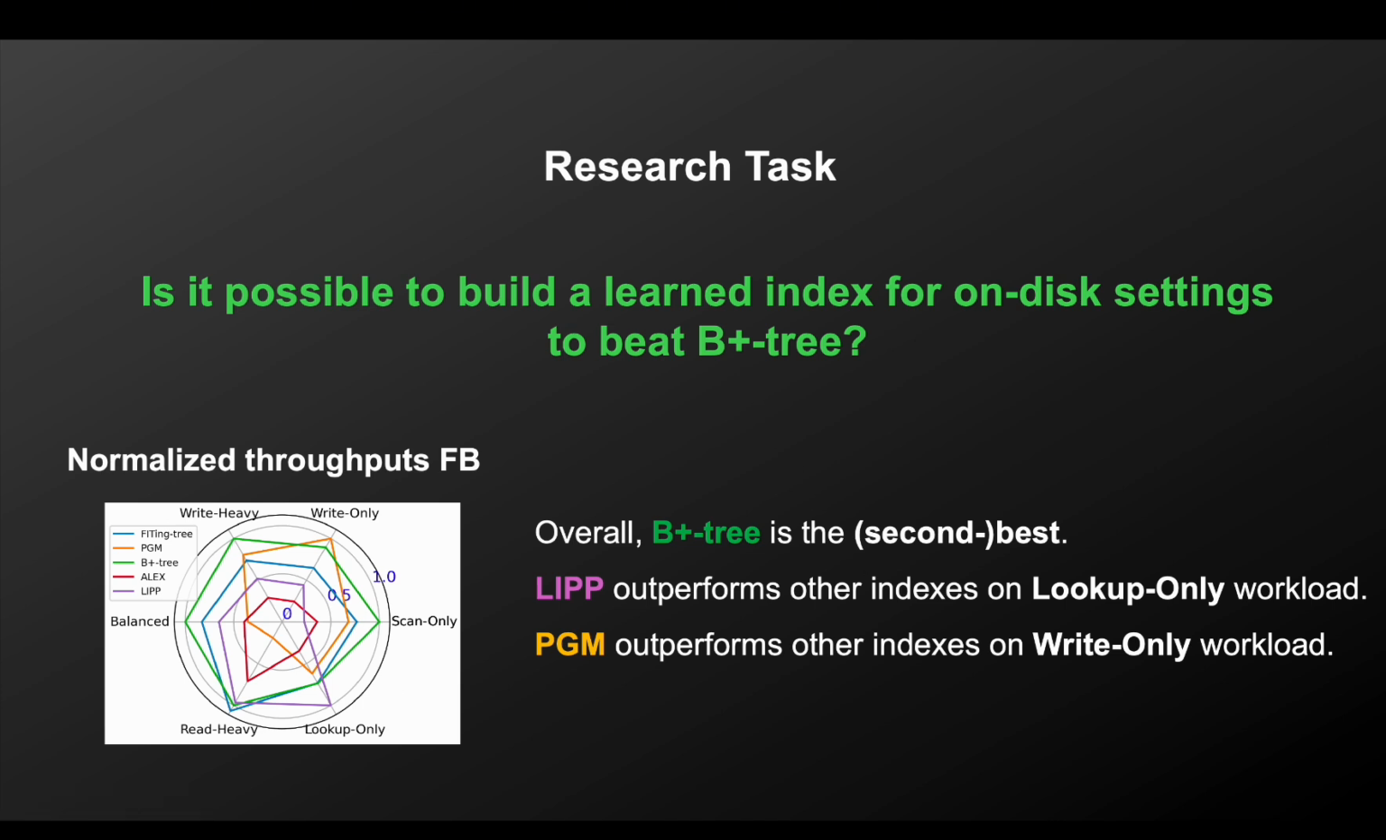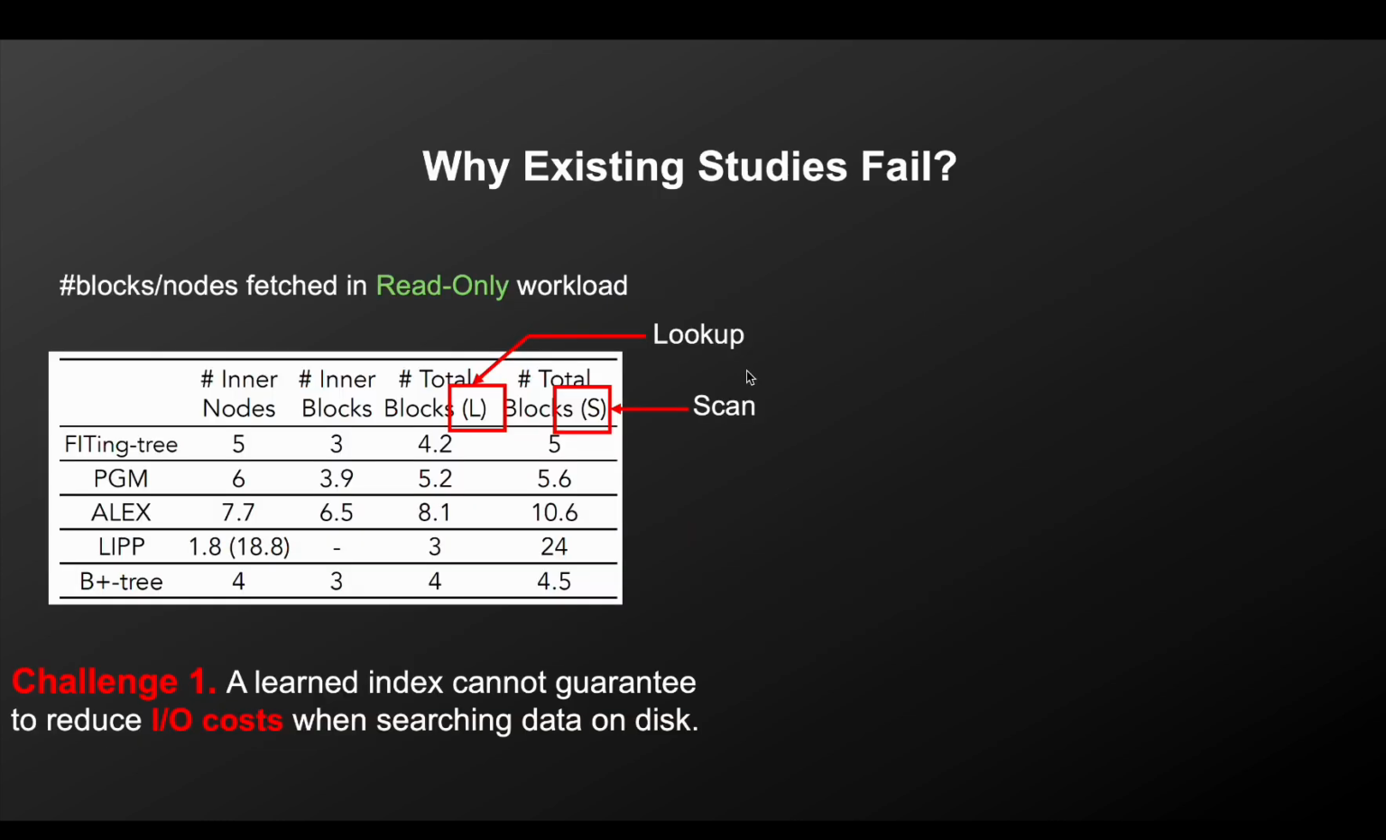However, as shown in the figure, applying existing learned indexes on disk cannot beat B+ tree. This table shows the number of blocks fetched in a read-only workload on the FB dataset. L refers to lookup and S refers to scan. We can see the first challenge: compared to B+ tree, a learned index cannot guarantee to reduce I/O costs when searching data on disk, especially on the scan query.